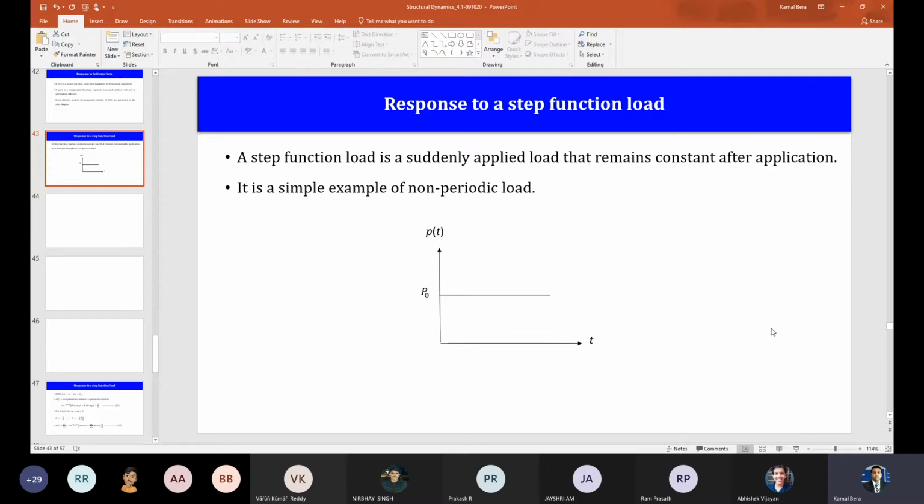However, if the loading function is complicated, then it is very difficult to perform the integration, and even numerically it is inefficient. Therefore, it requires some direct numerical method to solve the equation of motion, like the central difference method, Newmark's beta method, Wilson theta method, and so on and so forth.